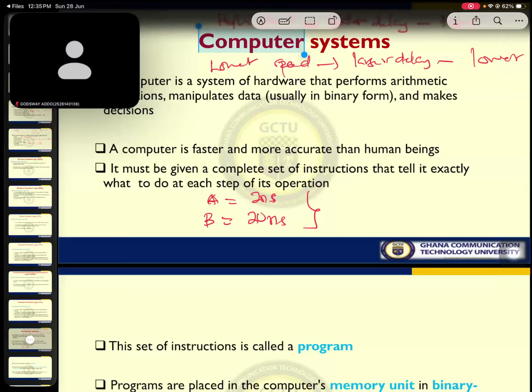So if the circuit is slow, it needs more time to complete one operation. Therefore, we cannot clock it too fast. If we clock it too fast, the next operation will start before the previous one has finished. So that is what I mean. Very simple.